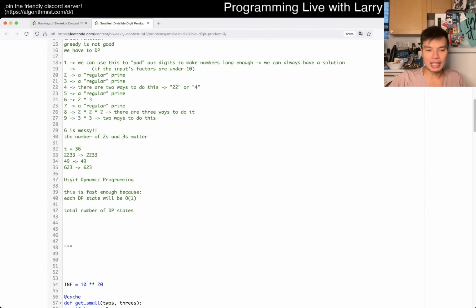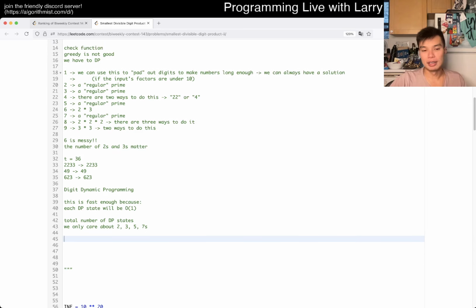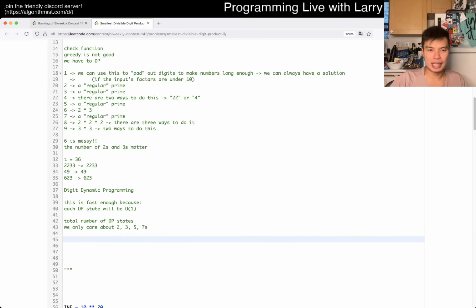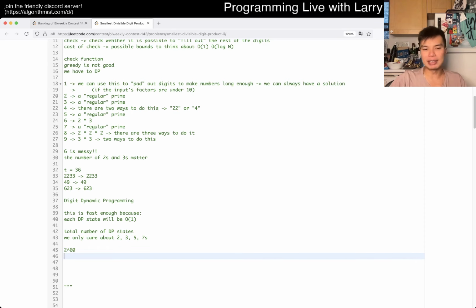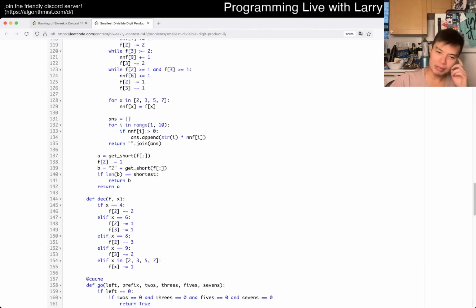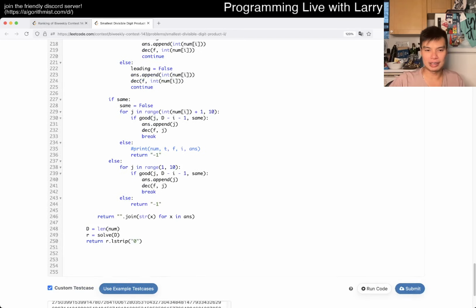But yeah. So, all that said, the number of DP states: we only care about 2s, 3s, 5s, and 7s, right? So how many can there be? The constraint is that t is 10 to the fourth, and we only want to factor out the 2s, 3s, and 5s. But of course, it can only go up to 2 to the 60 or so. So I thought that in a naive way, we can do it in n times the number of 2s and so forth, 3s, 5s, and 7s. So those are my states. And you have things that track whether we care about the prefix.